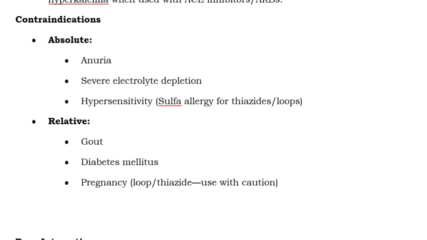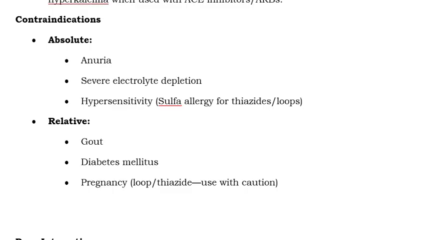Let's talk contraindications. We think about absolute and relative contraindications. Absolute means the risk is just too high, don't use it. This includes anuria, when the kidneys aren't making any urine at all. Giving a diuretic won't help and could be harmful. Also, severe electrolyte depletion that hasn't been fixed yet. Giving a diuretic would just make those imbalances worse. And of course, a history of a serious allergic reaction, a hypersensitivity to the drug itself.